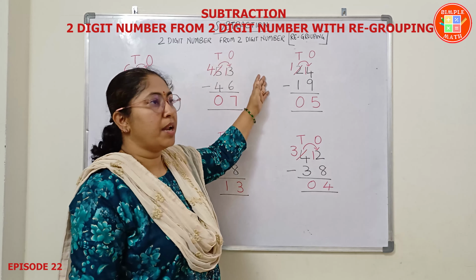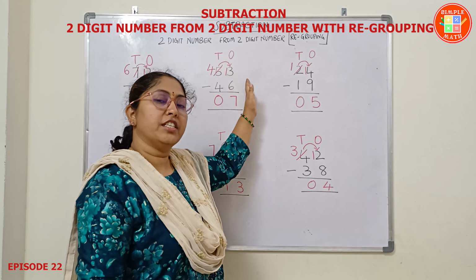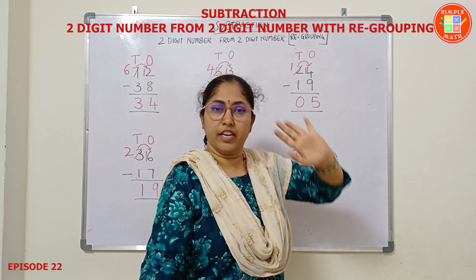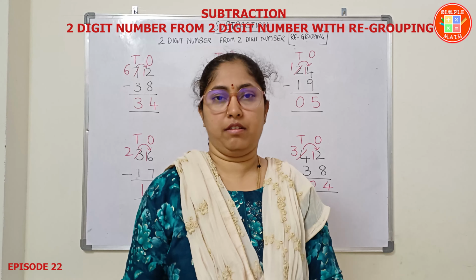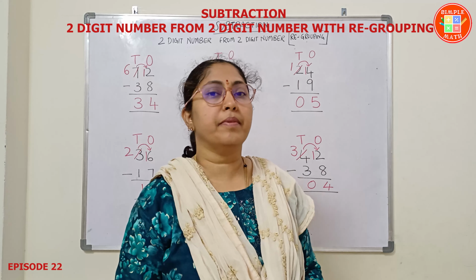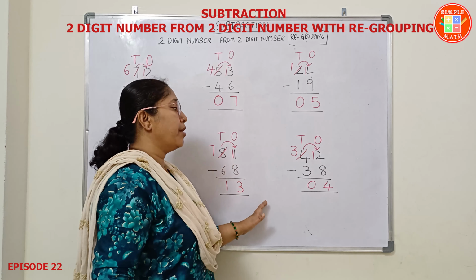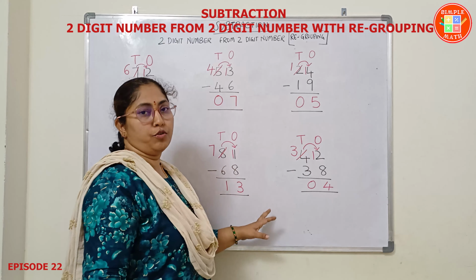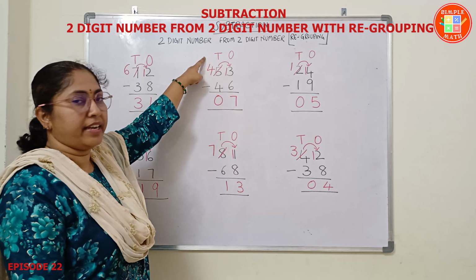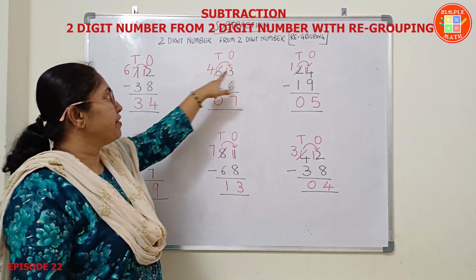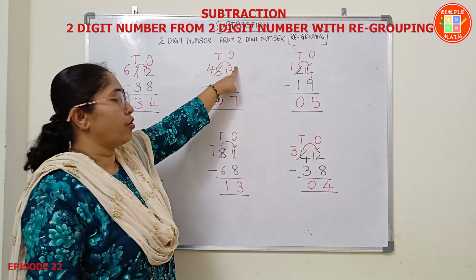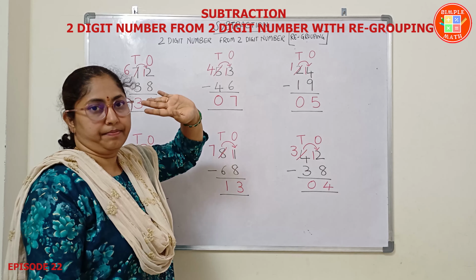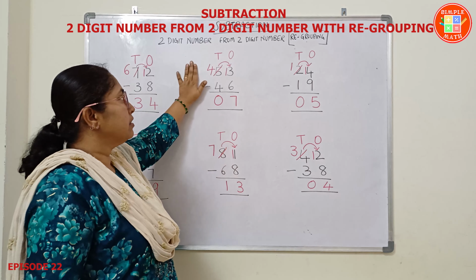Okay? 1-digit number from 1-digit number, 1-digit number from 2-digit number, and 2-digit number from 2-digit number with regrouping and without regrouping. Okay? You should be clear now. If you are given any problem with subtraction, you should be able to do it. So first you should mark the ones column and tens column. Then you should see if this number is smaller, then you should do borrowing. If it is bigger, don't do borrowing, directly do subtraction. Clear? Okay.